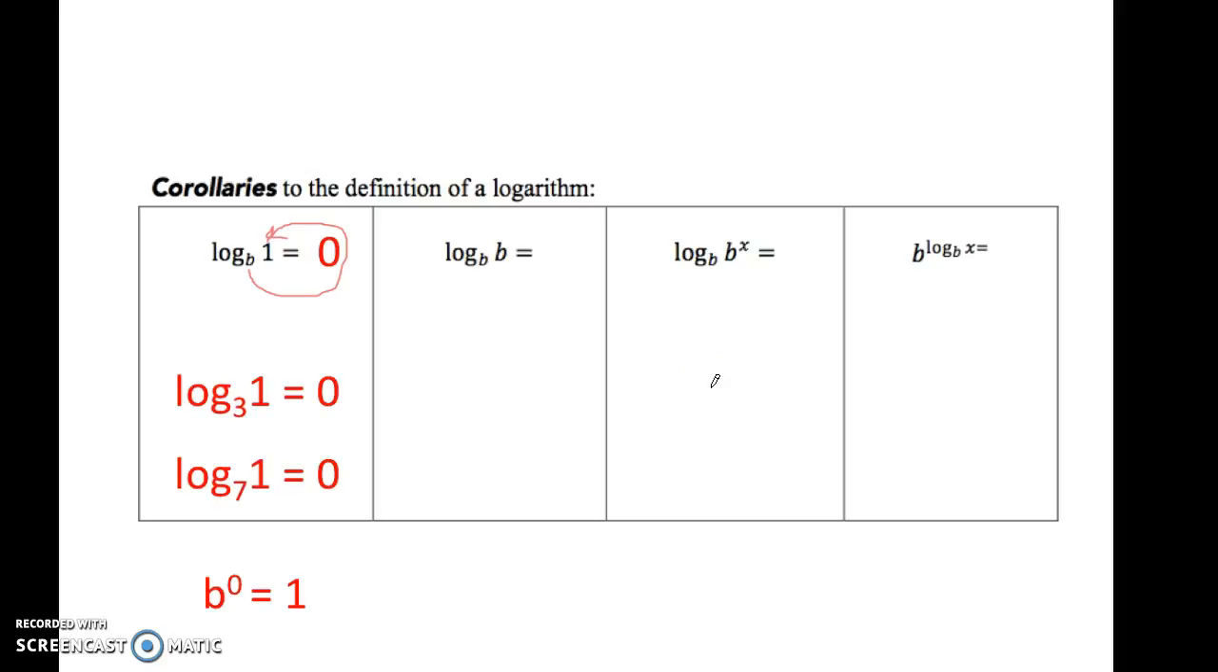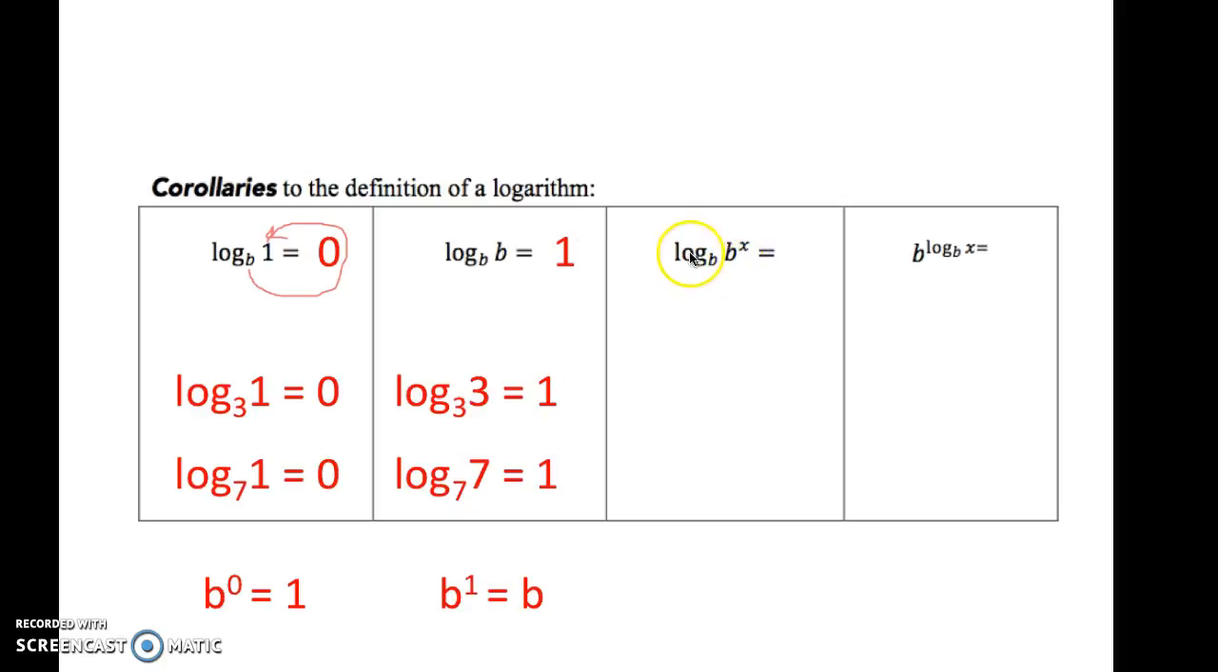Let's say b is 3. So log base 3 of 3, well, that's equal to 1 because 3 to the first is 3. Let's say b is 7, log base 7 of 7, well, that's 1 because 7 to the first power is 7. We see that this will always equal 1. And that's because, again, using the log loop, b to the first power is equal to b.